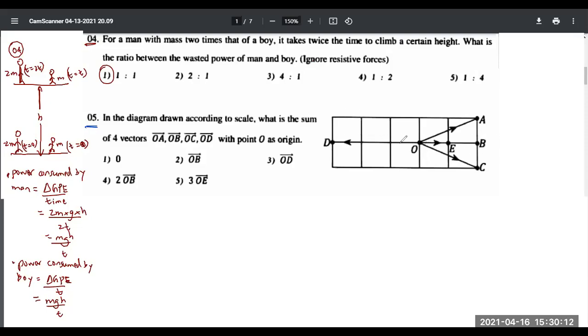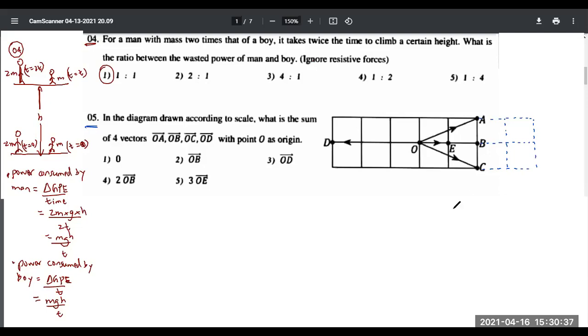OD and OB are in, say, the same line. OA and OC are in different lines. So what I'm going to do is something like this. This is drawn to scale now, people. Let's extend this one a bit like this. So I'll draw two more cages, not just another cage, two more cages. Now what I'm going to do is find the resultant of OA and OC.